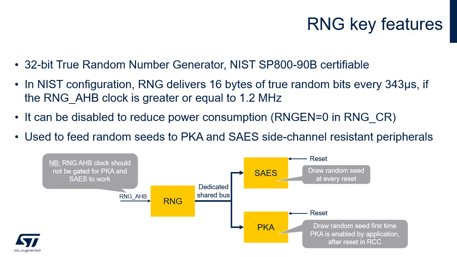The RNG is used to feed random seeds to PKA and SAES side-channel resistant peripherals each time PKA and SAES are released from reset.